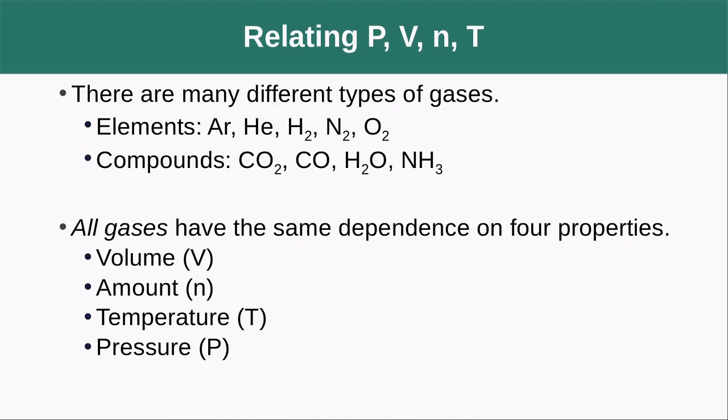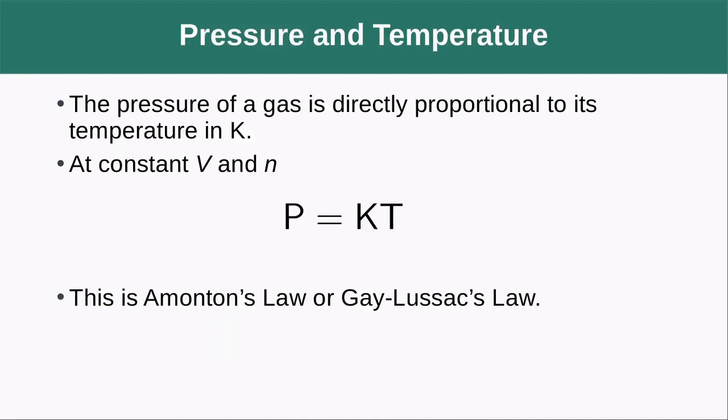These can be single elements like noble gases like argon or helium. They could be a diatomic element like hydrogen, nitrogen, or oxygen, or they could even be compounds like CO2, carbon monoxide, water, or ammonia. All gases, though, have the same dependence on four properties: volume, the amount, which we'll describe as n, usually the number of moles, the temperature T, and the pressure P.